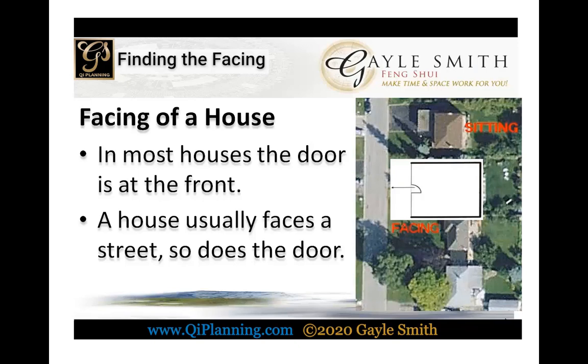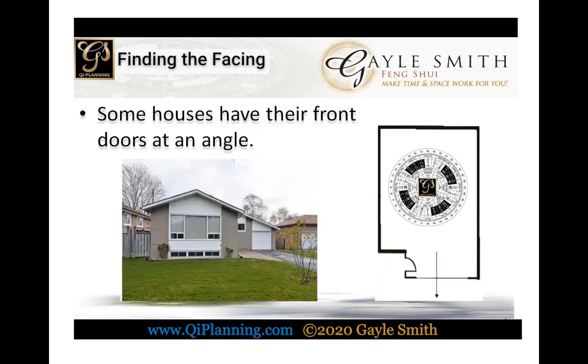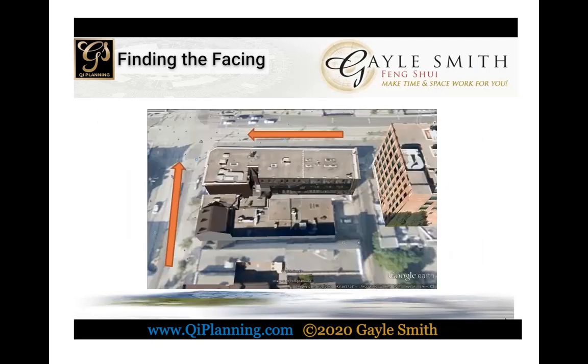So in this case, it is easy to find the facing, as the door faces the street. But what if the door is not in the front? Now we must decide if the door or the road is the more active area. However, in this style of house, in a suburban residential area, most likely the road will be busier than the side. But what if there are two roads? Now what is the facing?